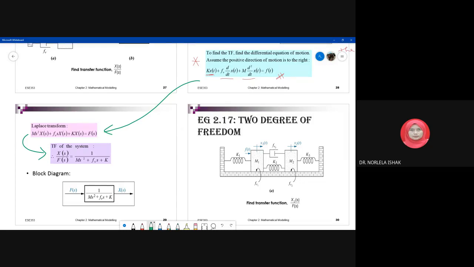Okay, from the transfer function, we draw the block diagram. How to draw the block diagram? Because this is our input and this is our output. This is the transfer function for that system from the single loop system.